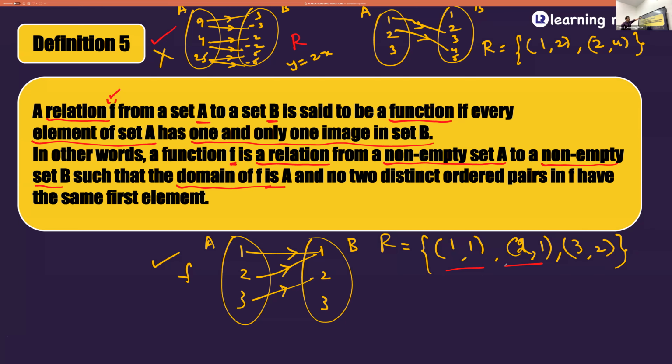For example, if I take this example and write this as a relation, what am I going to get? R will be equal to (9, 3), (9, -3). If I look at this, these are two distinct ordered pairs where the first elements are the same. This is where it failed. It is a relation, but not a function. So this is one point to be strongly registered in your mind.